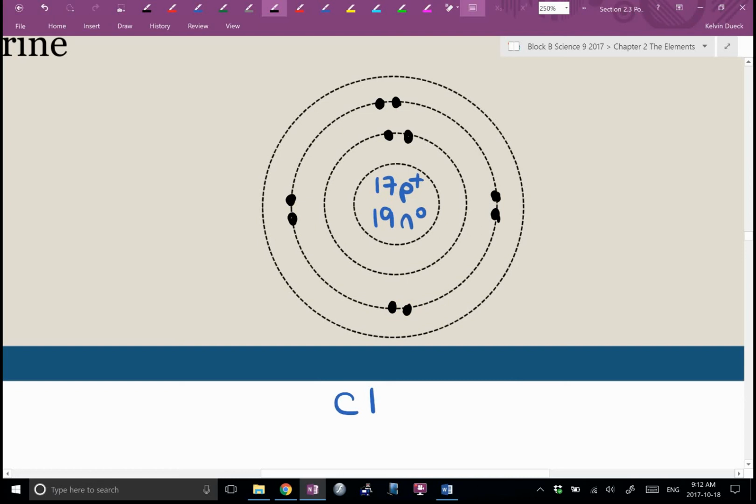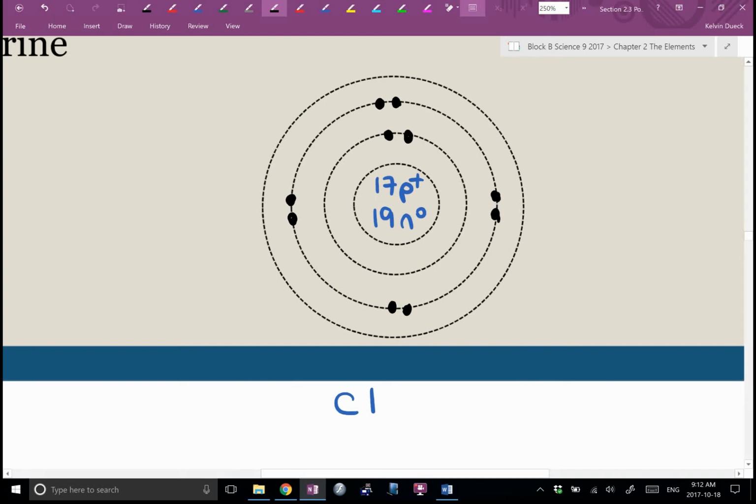Still not the valence shell. Boom, we move down to the next row. This is the valence shell. How many electrons in the valence shell? Not 8. No. You guys are missing this.